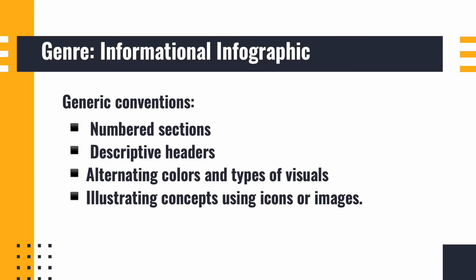The generic conventions are numbered sections, descriptive headers, alternating colors, and types of visuals and illustrating concepts using icons or images.